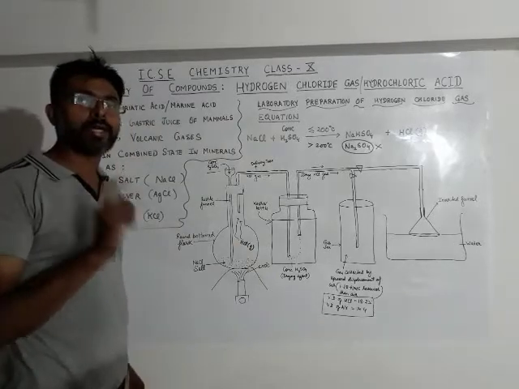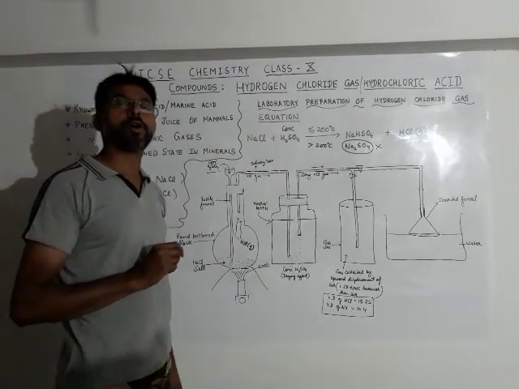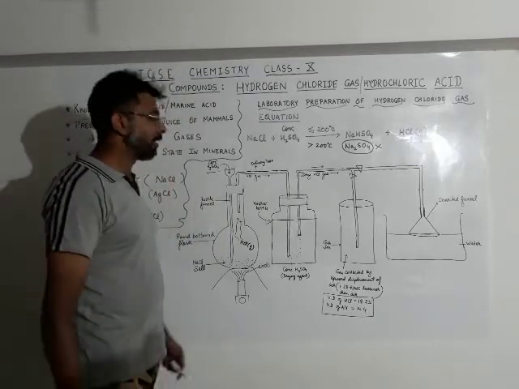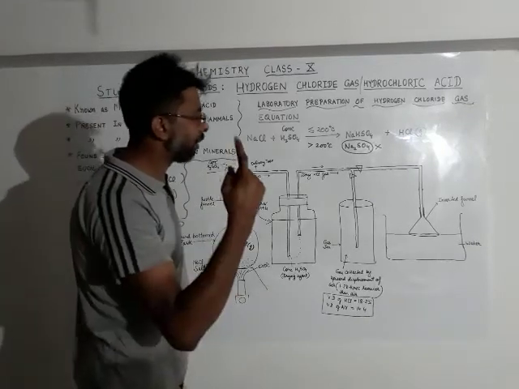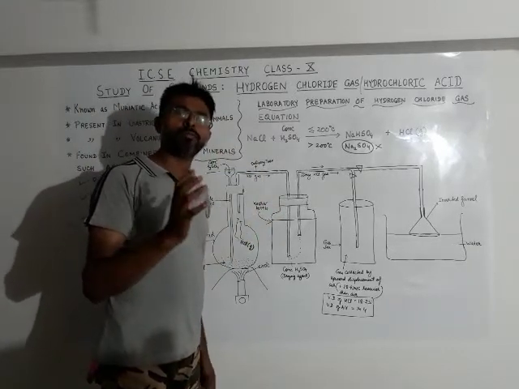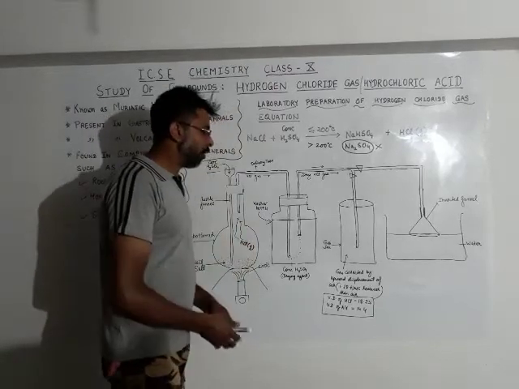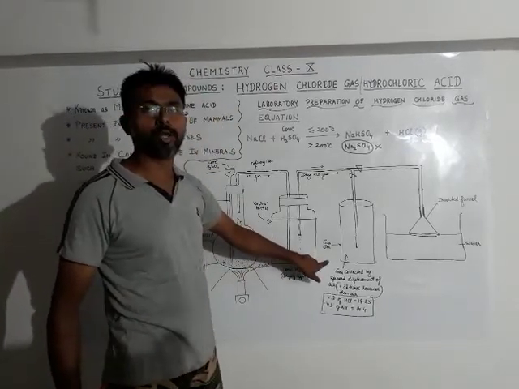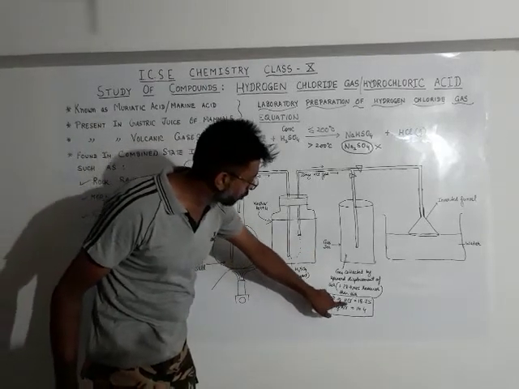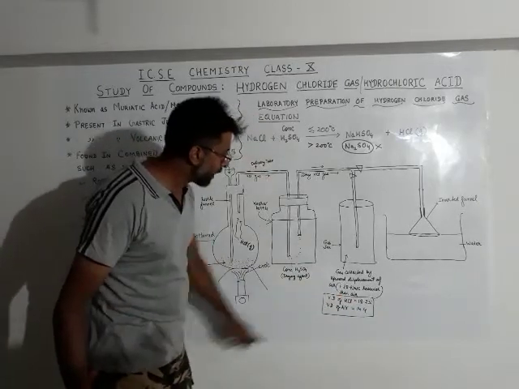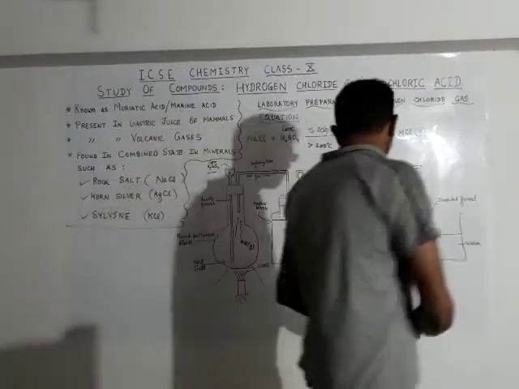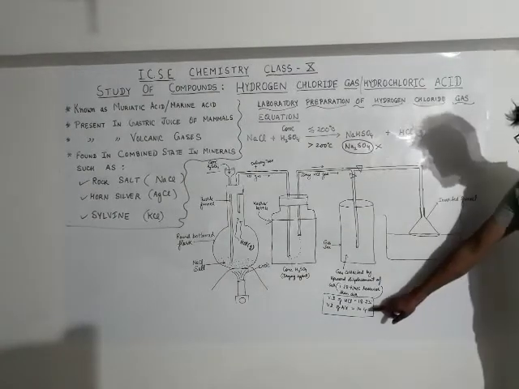Moreover, hydrogen chloride gas is not collected over water because hydrogen chloride gas is highly soluble in water. If I take one volume of water, it can dissolve approximately 452 volumes of hydrogen chloride gas. That is why we don't use water to collect hydrogen chloride gas. Please remember, vapor density of hydrogen chloride gas is 18.25, whereas the vapor density of air is 14.4. From this knowledge of vapor density, we can clearly see which is more dense.